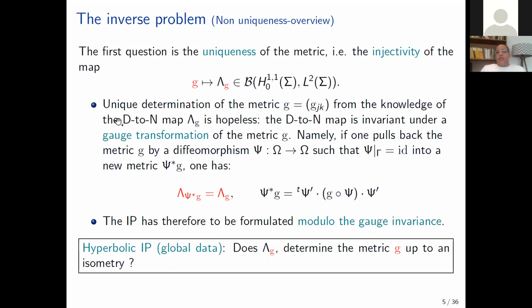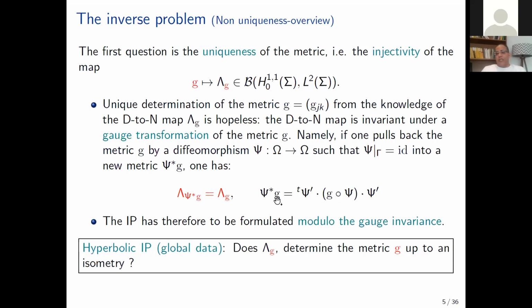The unique determination of the metric G is hopeless since the Dirichlet-to-Neumann map is invariant under some gauge transformation. For example, if you consider any diffeomorphism psi from Omega into itself, which fixes the boundary, then the restriction of psi on Gamma equal to identity, then we can prove that the Dirichlet-to-Neumann map corresponding to the pullback of the metric G coincides with the Dirichlet-to-Neumann map corresponding to the metric G.